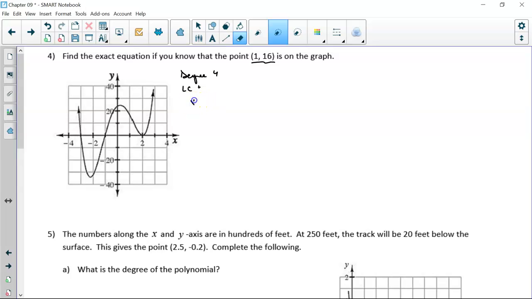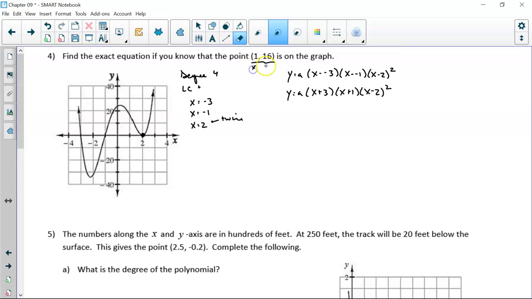So my zeros, x equals negative 3, x equals negative 1, and x equals 2. Now, if you notice, it's bouncing there at 2, so that's repeated twice. So y equals a times x minus negative 3, x minus negative 1, and x minus 2, and that one's going to be squared. So y equals a times x plus 3, x plus 1, and then x minus 2 squared. Now I need to solve for a.